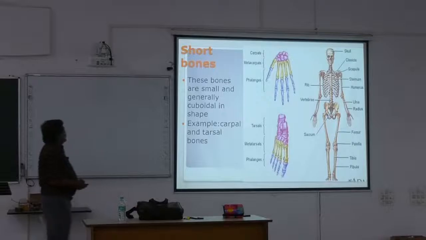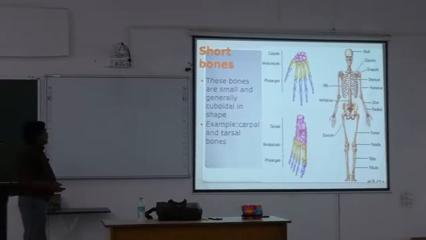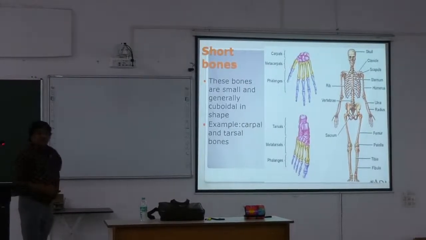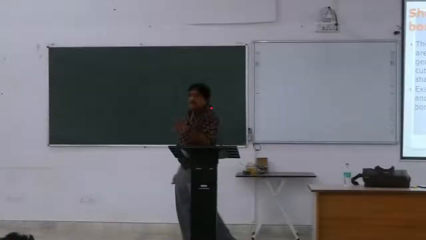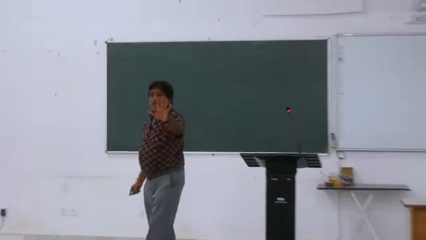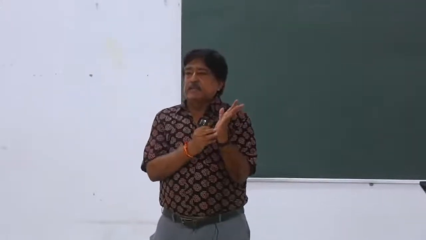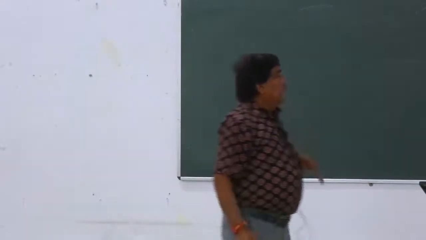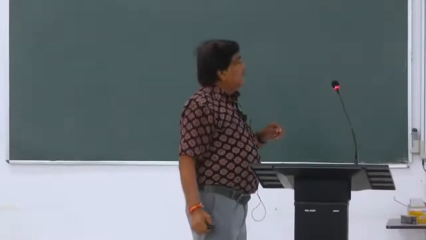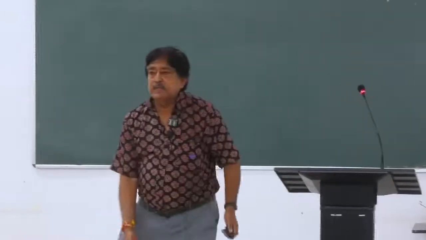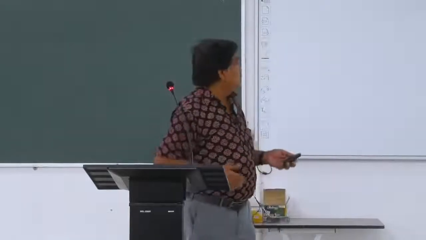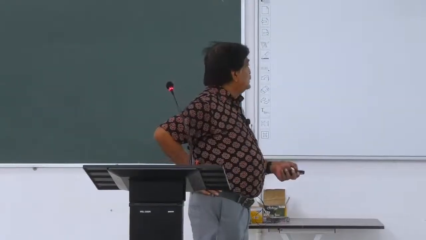Short bones are small and generally cuboidal in shape. Example, carpal and tarsal bones. When we go to the hand, these small bones of the hand are the carpal bones, and the bones in the foot are the tarsal bones: the calcaneum, talus, navicular, cuboid.